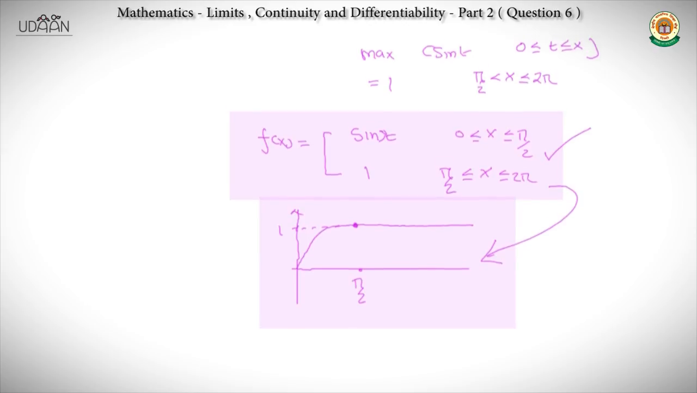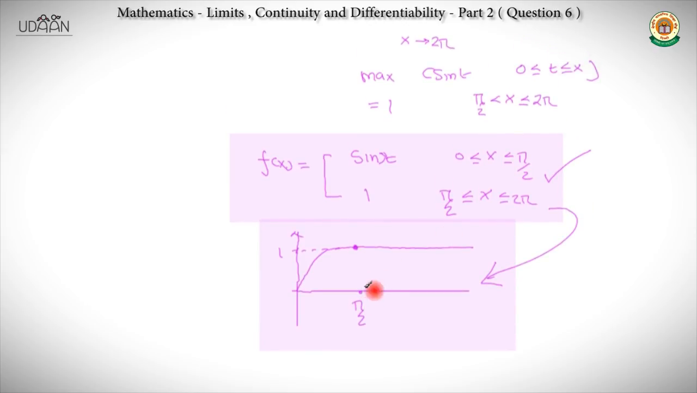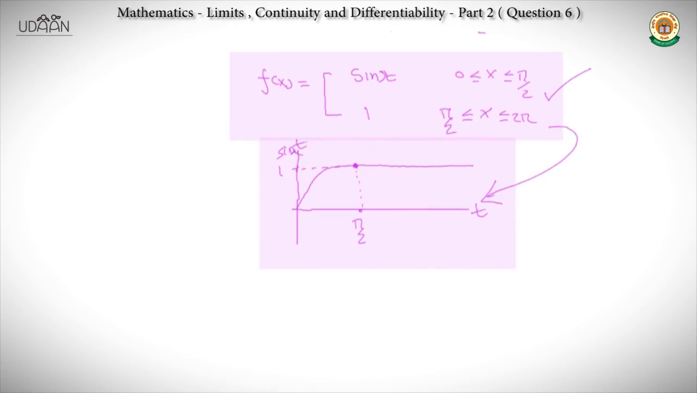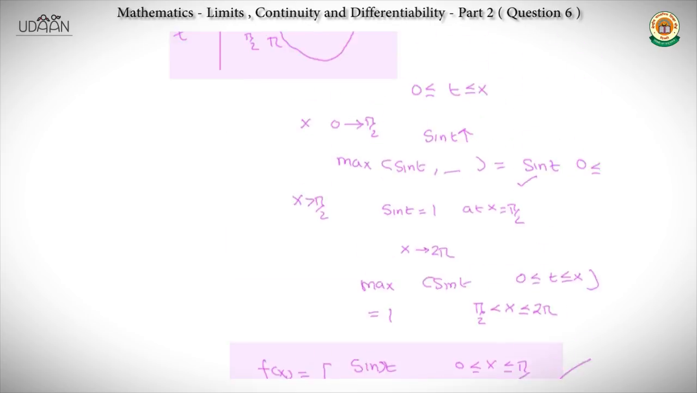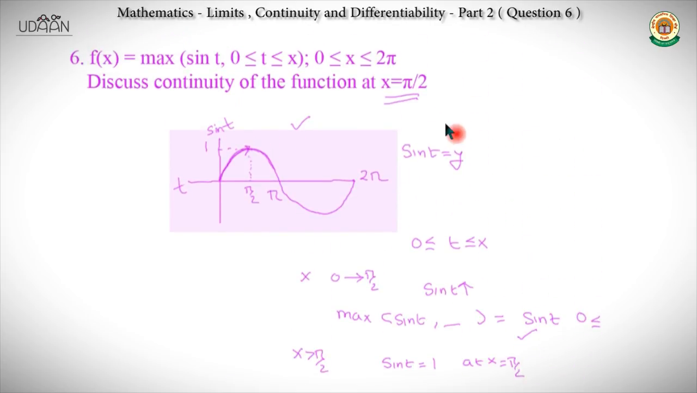Okay, right. So at the end of the day, we figure out that when x is equal to pi by 2, sin x in fact is equal to 1, and it continues, and it's not a discontinuous point at all. Exactly. Right. So we can conclude that the given function is continuous at x equals pi by 2. Very true. Yes. So this was question number 6.